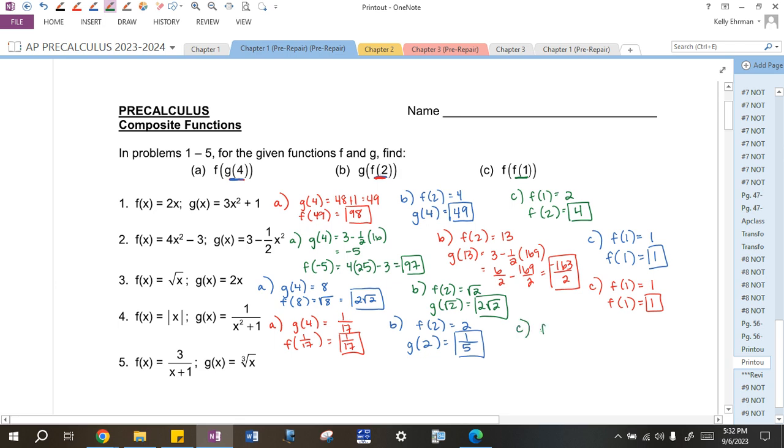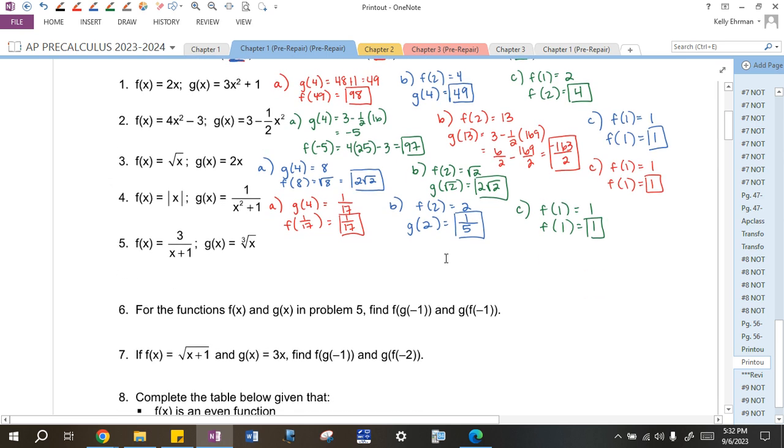Part C, start with f of 1. Absolute value of 1 is 1. Plug that answer into f. F of 1 again is 1. It's weird that that keeps happening, but it does. All right, number 5.